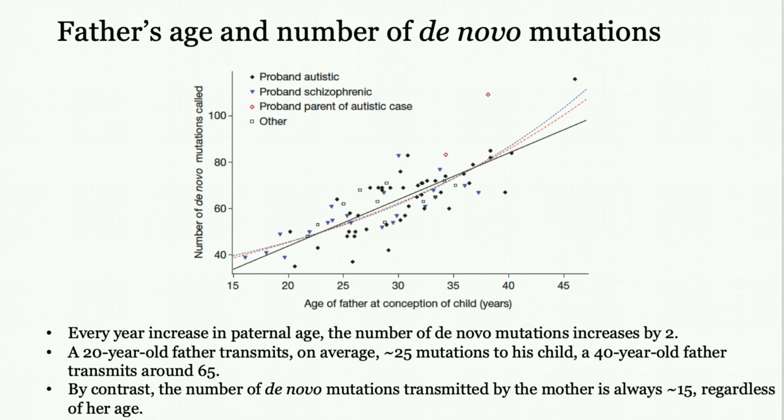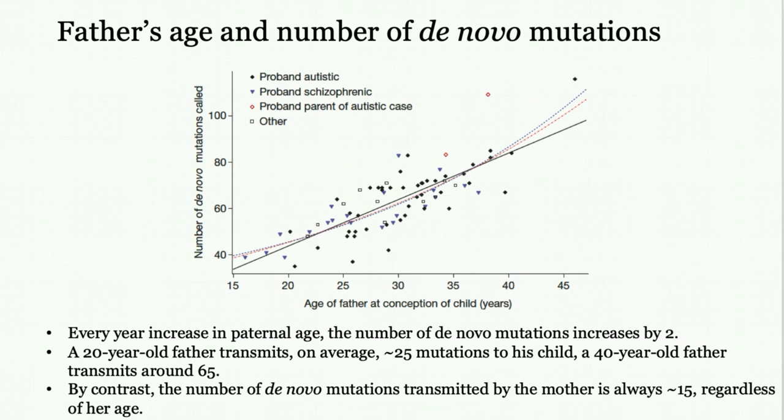And then you can look at the age of the father. Each dot represents the number of de novo mutations in a child. The x-axis represents the age of the father at conception of the child. And the lines here are just different ways of trying to fit some statistical model to the data you observe. Those lines are not really important. You don't need to try to understand what those models are.